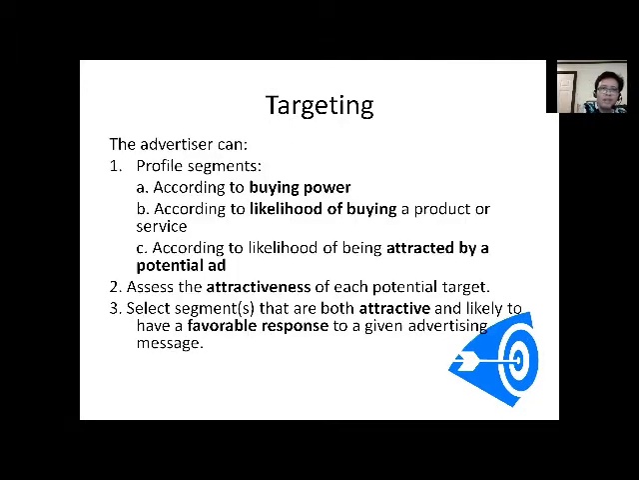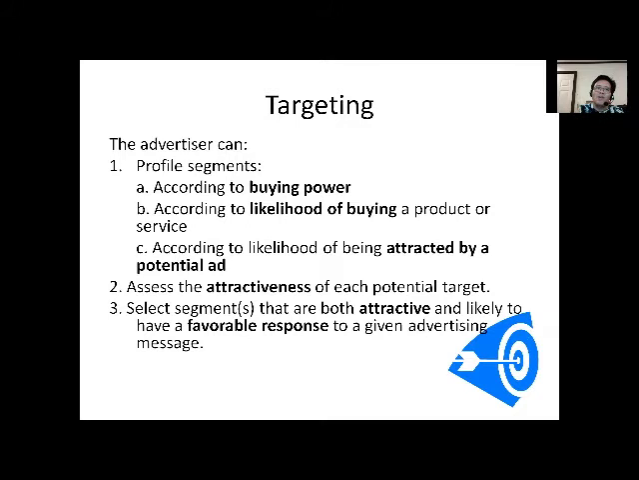And in the next slide, okay, so what can the advertiser do in targeting? Well, he can do three things. First, the advertiser could profile the segments. And how do we profile the segments? First, do they have buying power? Do they have money to buy? But here's the second thing. Even if they have money to buy, what is the likelihood that they're going to buy the product? Are they actually going to buy the product even if they have money? And also, we can profile the segments according to the likelihood that they will be attracted by a potential ad.